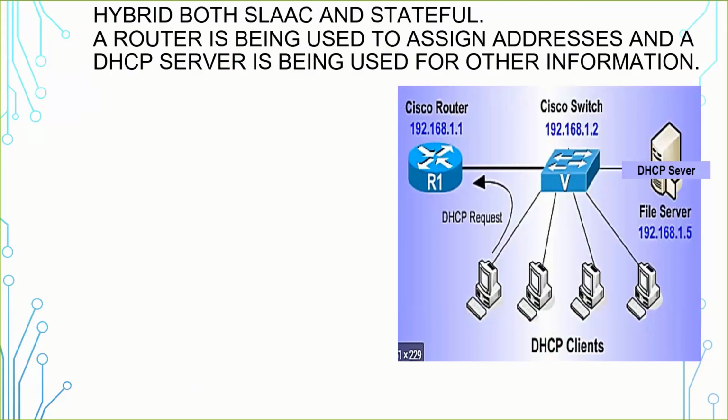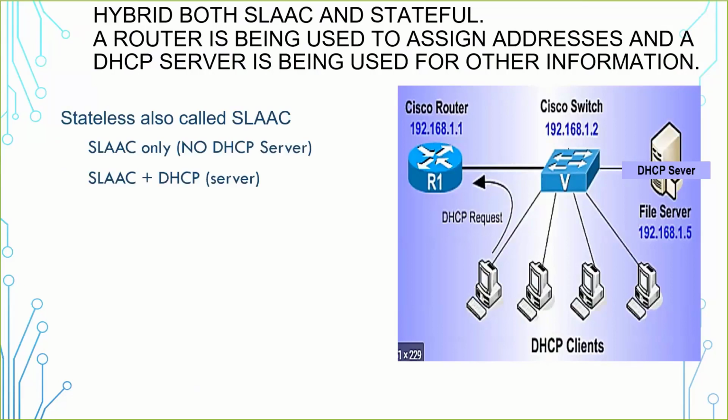Again, Cisco routers work well with SLAAC, but you may want to reserve your router CPU, its resources, and not use it to store a bunch of DNS information or gateway information or other information. So sometimes dividing and conquering is a little bit better. So you may want to use SLAAC to assign the IP addresses and use a DHCP server to store other information. So in this scenario, we're doing SLAAC plus DHCP. So I've got both set up on my network.